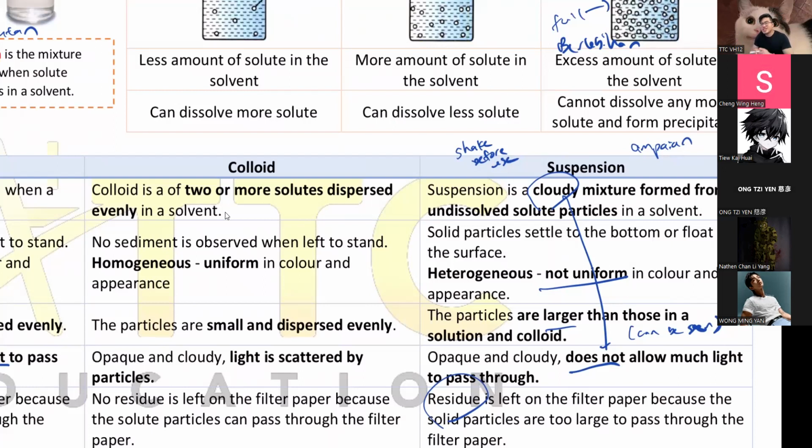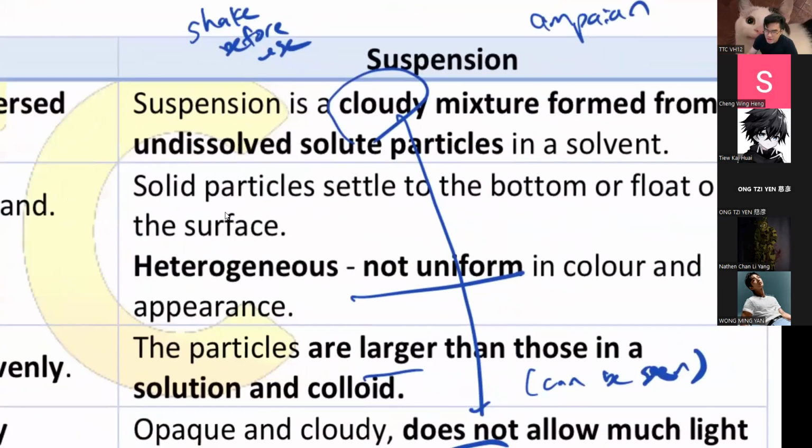But I have another question here though. What about mayo? Is mayo a suspension or a solution? What about mayo, guys? Mayo is a solution or suspension.